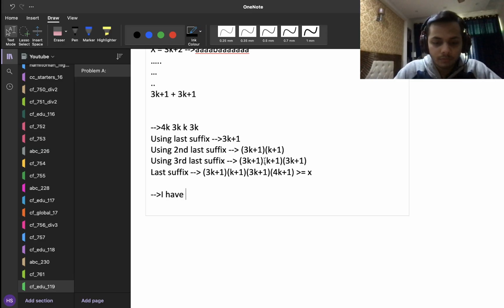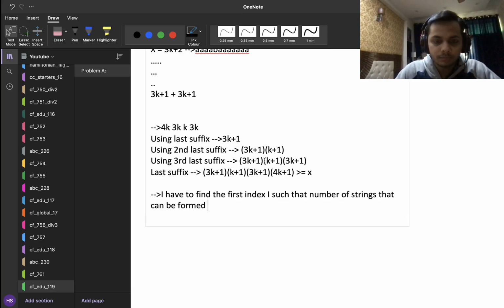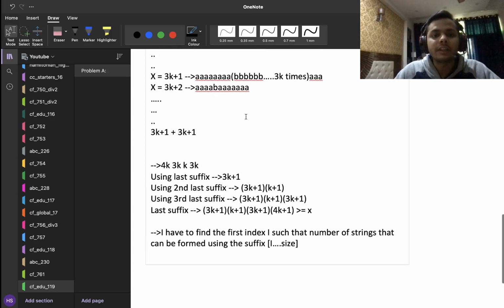So I have to find the first index I such that the number of strings that can be formed using the suffix I to n, using the suffix I to the size of the vector that is forming.